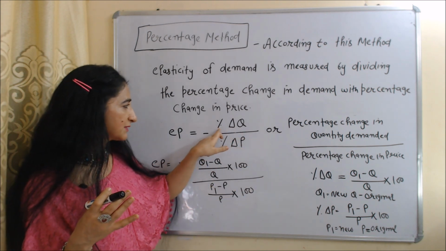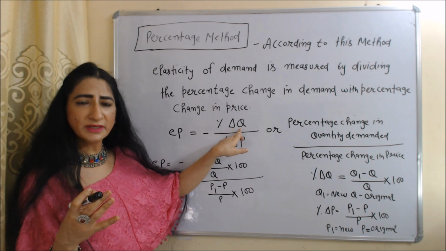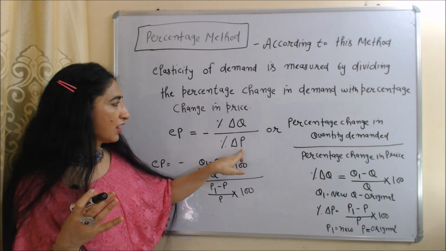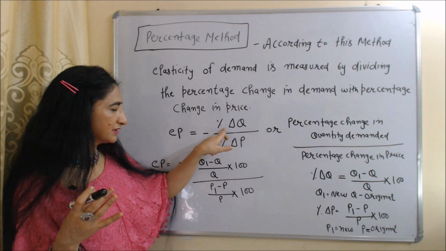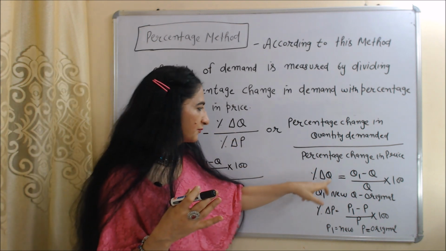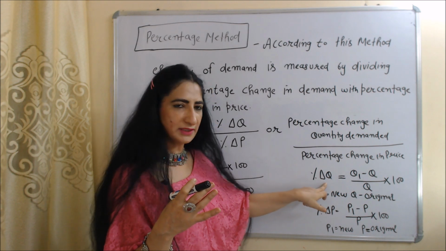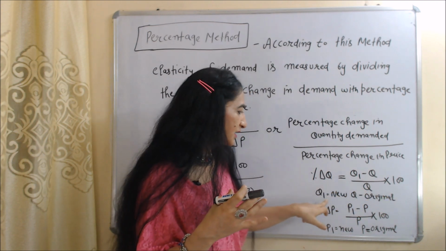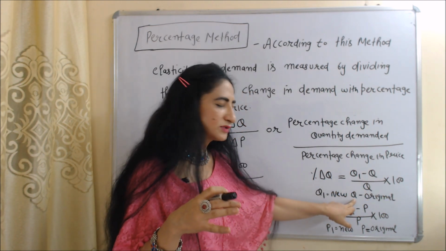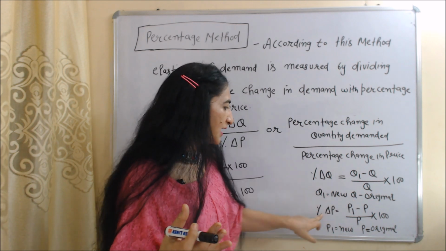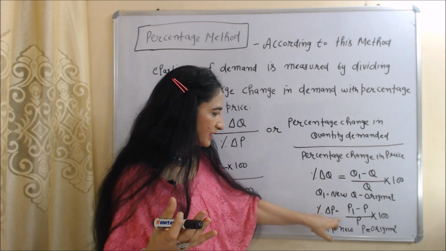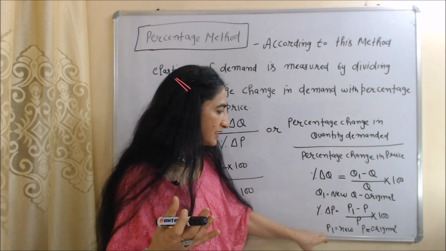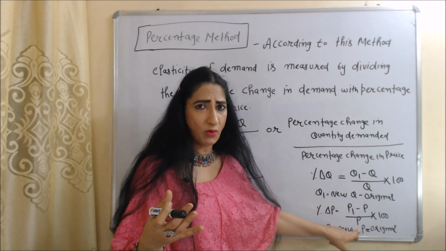Or we can write it as percentage delta Q over percentage delta P. Here delta Q means a change in quantity demanded and delta P means a change in price. How can we calculate the percentage change in quantity demanded? The formula is Q1 minus Q divided by Q, multiplied by 100. Here Q1 means new demand, Q means original, or old, demand. The formula for percentage change in price is P1 minus P divided by P, multiplied by 100. Here P1 means new price and P means original, or old, price.